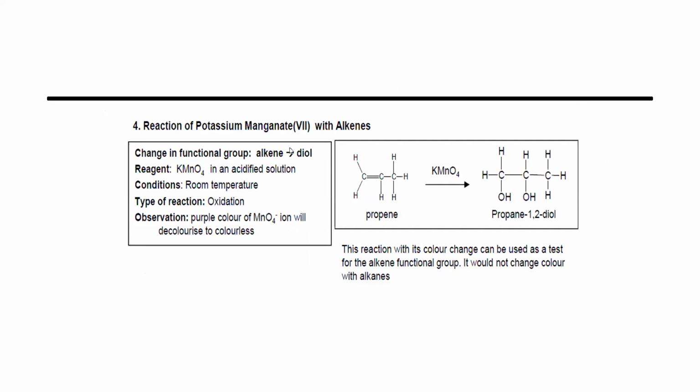Then the reaction of potassium manganate 7, acidified potassium manganate 7. This is called an oxidation reaction. The term oxidation reaction, addition of oxygen, is known as oxidation. So it results in the formation of a diol. You don't have to learn the mechanism for this reaction, just the final product. The double bond will break and OH, oxygen, is added.